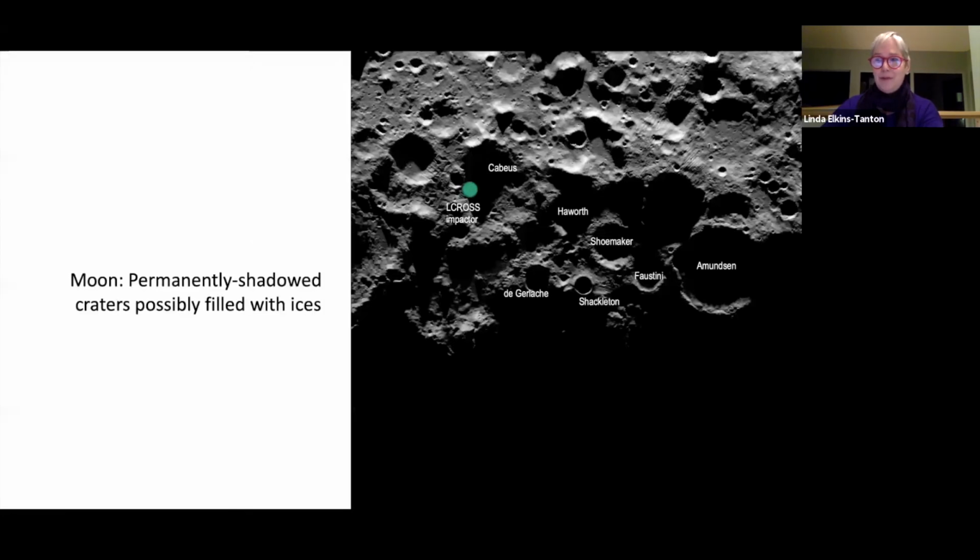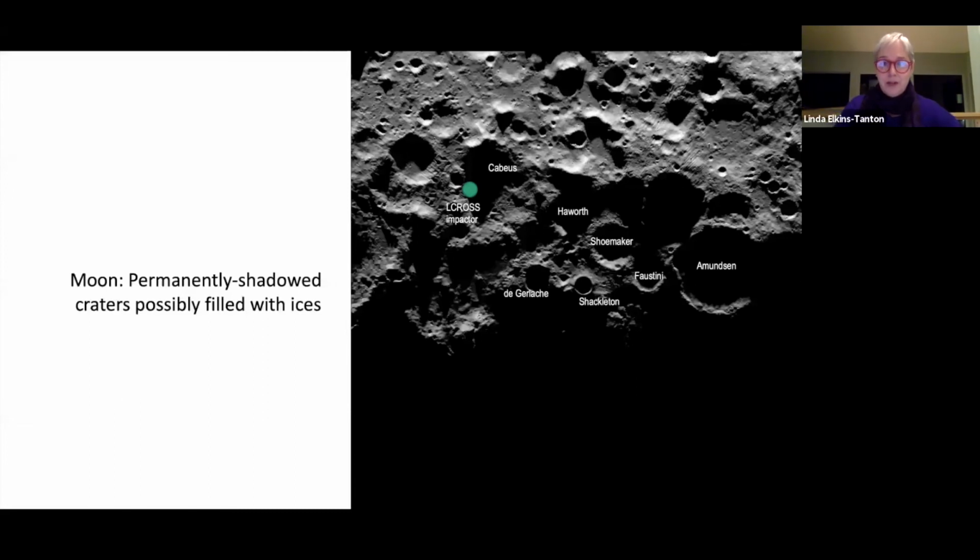Now, the moon's craters look a bit more like the Earth's, but some of them have a special attribute. The sun never reaches their bottoms, and they can retain ices in their bottoms indefinitely. These are places where people are very actively planning to get ice as a resource from the moon. They're called permanently shadowed craters.